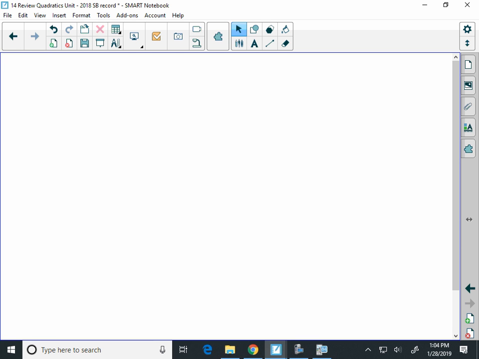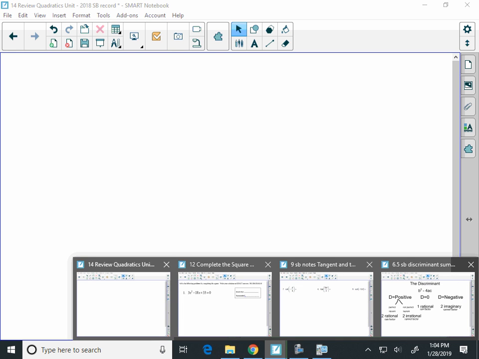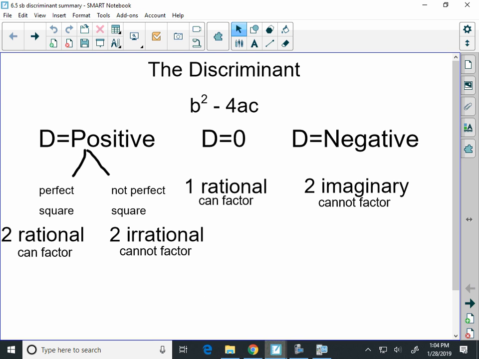Now lastly, I just want to remind you that you might need to memorize 2 things. The first thing that you might need to memorize is this discriminant. So I put this smartboard file up on your screen so you can see it in case that helps you to remember.